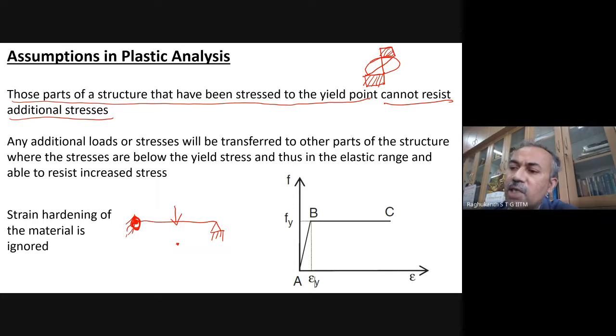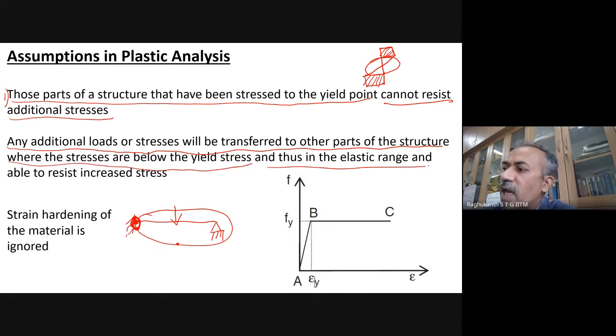But since it is an indeterminate structure, this becomes a simply supported beam itself, and the extra load will be carried by the remaining portion of the beam. Once it has been plastified, once a hinge has been formed, it will not carry any more load. The remaining portion will take care of the additional load. This is one most important assumption we make in our plastic analysis. So any additional loads or stresses will be transferred to other parts of the structure where the stresses are below the yield stress and thus in the elastic range, and able to resist the increased stresses. These are the most important assumptions we make in our plastic analysis.